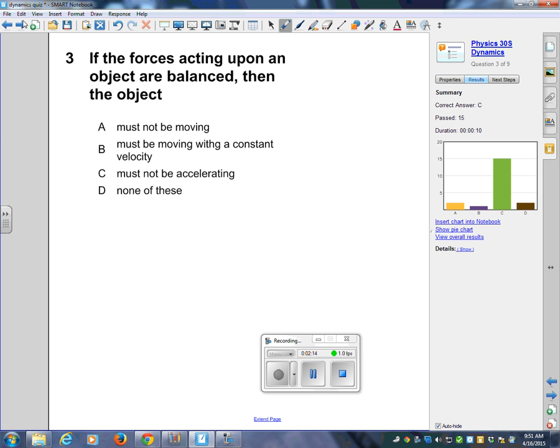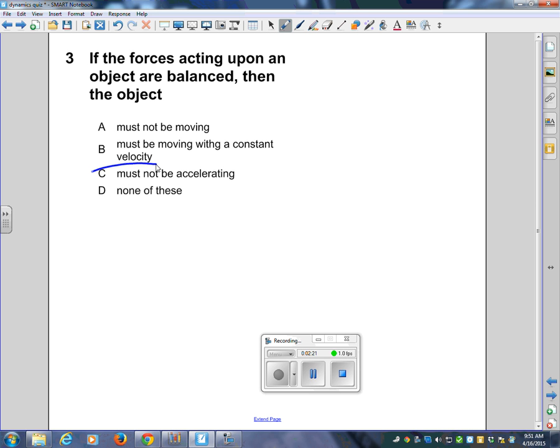If the forces acting upon an object are balanced, the object must not be accelerating. Yay, a bunch of you got that right. We've talked about that already, right? If the forces are balanced, the object is not accelerating. There is no net force. The net force is 0.